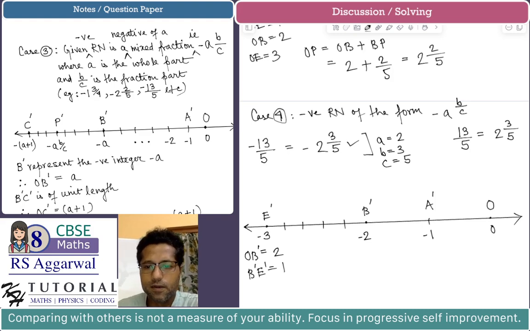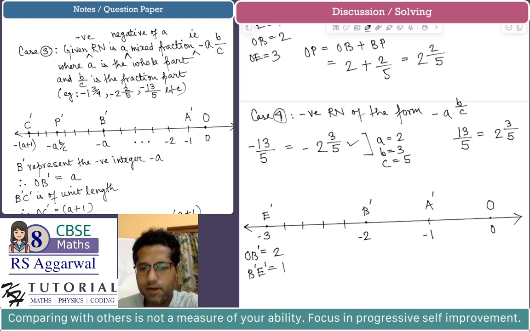So we will consider. We have divided B dash E dash into 5 equal parts. Why 5? Because the denominator of the fractional part B by C is 5. We have divided B dash E dash into 5 equal parts. Now we will consider 3 such equal parts. Why 3? Because B is 3. 3 such equal parts. We will mark the point.